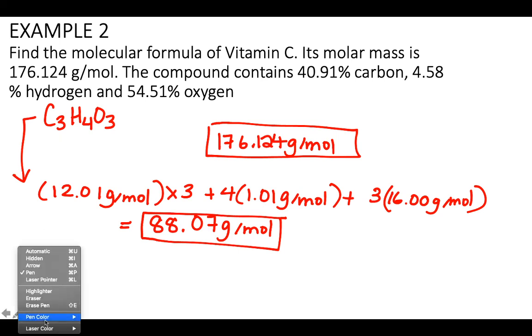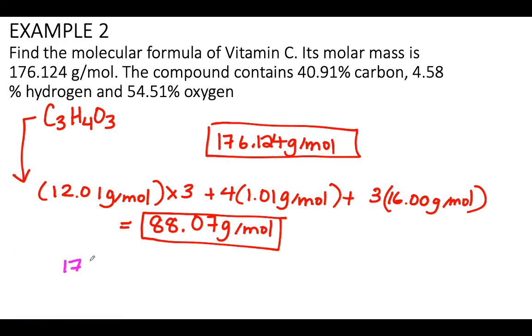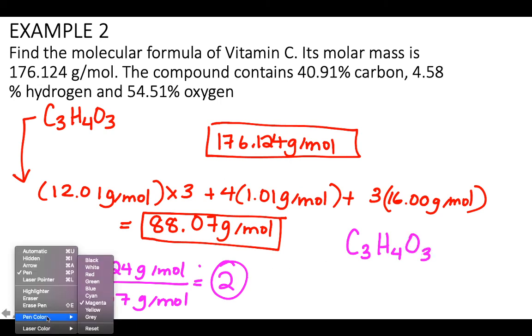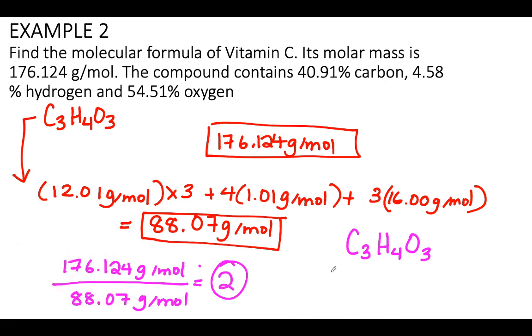In order to compare the ratio between the molecular formula and the empirical formula, I'm going to divide these two molar masses together. So if I do 176.124 grams per mole divided by 88.07 grams per mole, I'm going to get a value close enough to 2. So the ratio between these two compounds is 2. Just like we did for our previous question, I have to take each of the subscripts that I have in the empirical formula and multiply it by the number that I just found. And the number that I just found is 2.